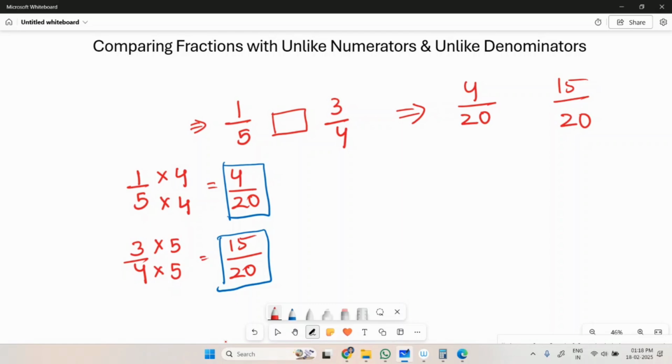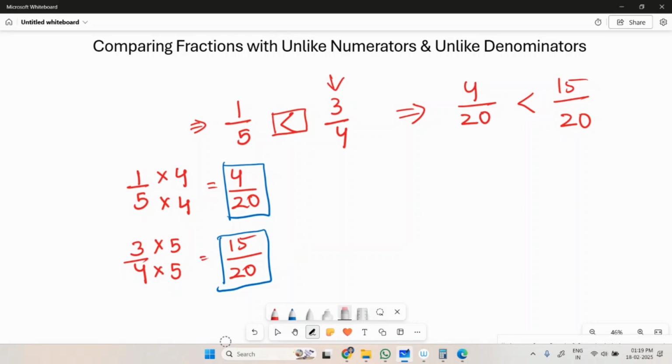So now let's compare them. We know that when the denominators are the same, the bigger numerator is the greater fraction. Here which is the bigger numerator? 15. So 15 is greater than 4. So obviously 15 upon 20 is nothing but 3 upon 4, because we wrote the equivalent fractions, right? So 3 upon 4 is bigger than 1 upon 5.